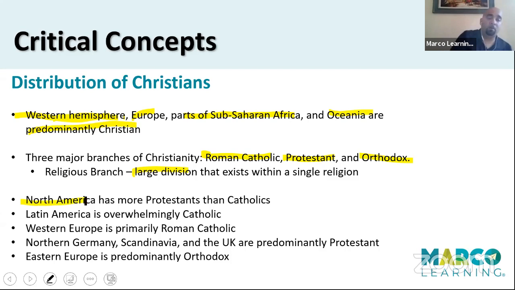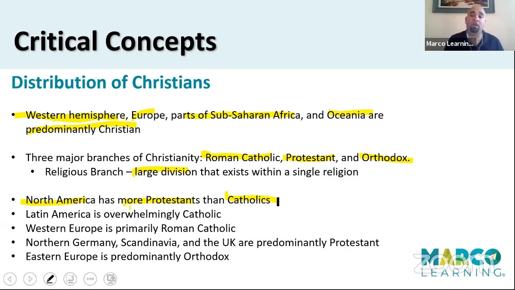North America, so the United States and Canada, is predominantly Protestant, but there are a significant number of Catholics. One thing to keep in mind is that Protestants have multiple denominations, so you have subgroups of people who are Protestants. It's a little bit tricky because there are more Catholics than there are Baptists, but Baptists are a type of Protestant, and all the Protestants added up together are more than the Catholic population.